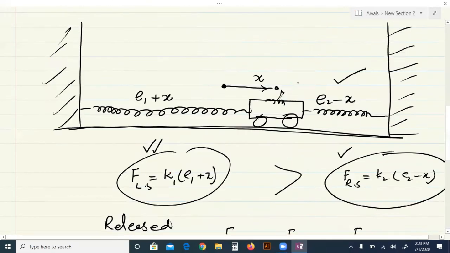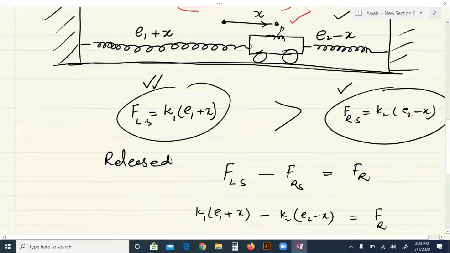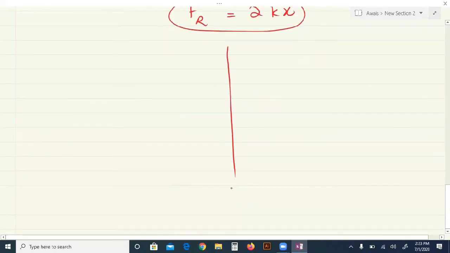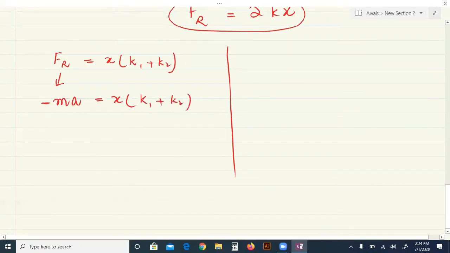When this trolley is released, it will oscillate like this, and we have to prove that this oscillation is simple harmonic. So first, the resultant force is equal to x (K1 plus K2) when the springs are not identical. According to Newton's second law, this resultant force is Ma. The force is restoring, so minus sign, x is equal to K1 plus K2. So a is equal to minus x (K1 plus K2) over M.